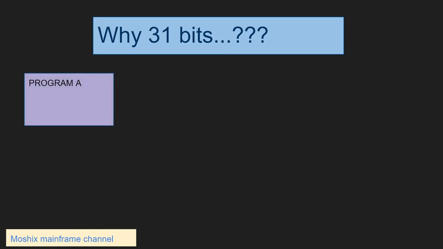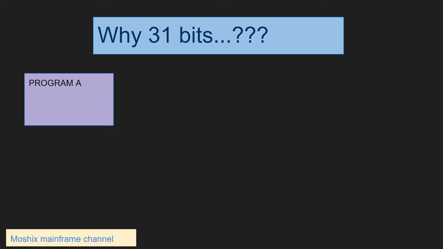Why, when you have a computer with a 32-bit word size, can't you just get 32-bit memory addressing and therefore get all the way to 4 gigabytes of addressable memory? Well, there are two main reasons. There's a bunch of other reasons, but the two main reasons are the following. This is the first one.